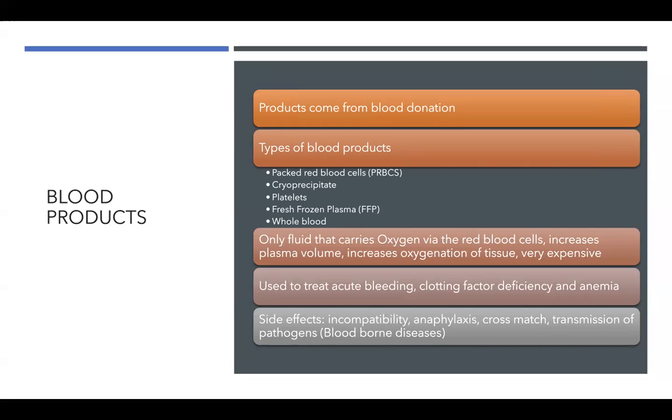So blood is the only fluid that carries oxygen, and this occurs via the red blood cells. It will increase plasma volume, and it increases the oxygenation of tissues. However, blood is very expensive. So it's used to treat acute bleeding, clotting factor deficiencies, and anemia. Some side effects are incompatibility, anaphylaxis, cross-match issues, and transmission of pathogens or blood-borne diseases.